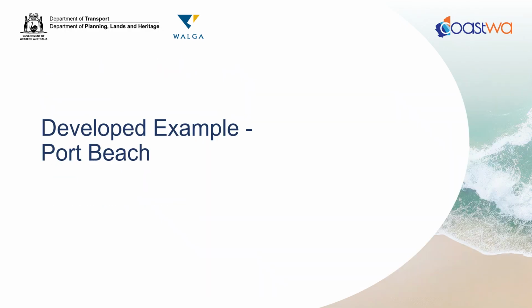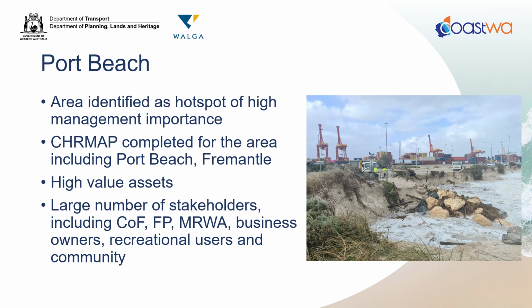As a second example, we'll speak about one in a much more developed location at Port Beach in Fremantle. Port Beach was an area which is identified as a hotspot of high management importance. It had had a history in recent years of significant coastal erosion, causing loss of assets in the area and threatening significant assets. There was a CHARMAP completed for the area, including Port Beach. It identified the high value of a number of these assets to local stakeholders. And there were a large number of stakeholders, including the City of Fremantle, Fremantle Ports, which is on the southern side, Main Roads WA, business owners, recreational owners, and the local community.